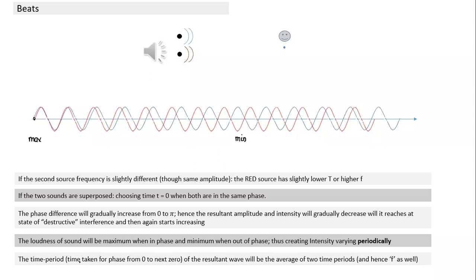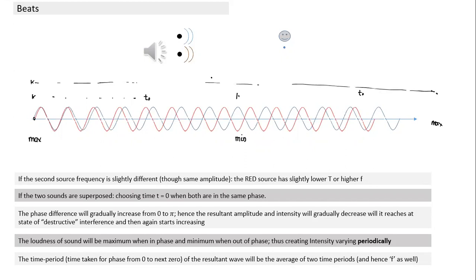So consider the time taken for the phase to go from 0 to the next 0. What we understood from here is that this much time is taken for intensity to drop from maxima to minima. And if this time was say T naught, again from here it will take a similar time T naught to reach its maxima again. And this total time will become the time period of variation of intensity.